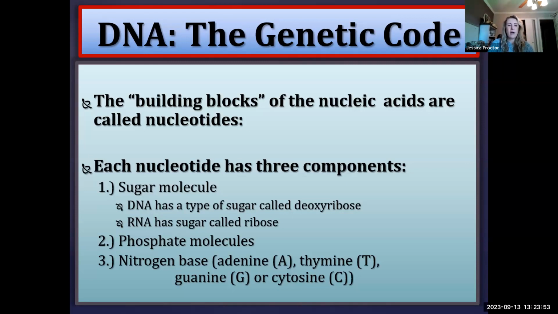The rungs of the ladder are made up by these alternating nitrogen base pairs: adenine always pairing with thymine, guanine always pairing with cytosine, and vice versa. So, three components. The sugar molecule: if it's DNA, it's called deoxyribose; if it's RNA, it's called ribose. The second component is the phosphate molecule. The third component is the nitrogen base, adenine pairing with thymine and guanine pairing with cytosine.